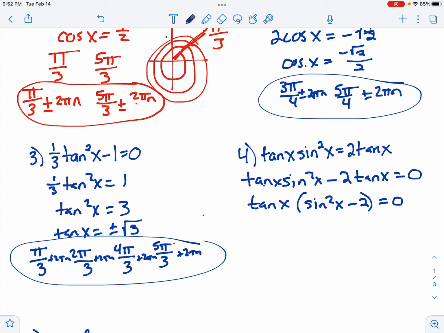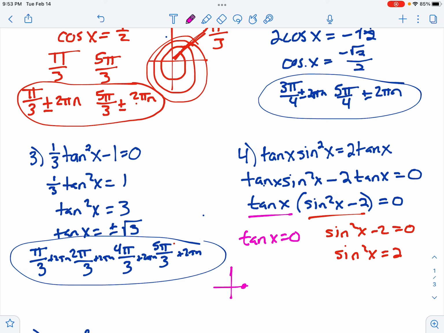Now, just like before when we had quadratics, you're going to take each of these and set them equal to 0. So we have tan x equals 0, and we have sine squared x minus 2 equals 0, which is really sine squared x equals 2. Well, where does tan x equal 0? Tan x equals 0 at 0. So essentially, it's here and here, and all the reference angles from there to there, all the way around. So we're just going to write that as plus or minus n pi, because we just add a pi to get to the next one, add a pi, add a pi, add a pi.